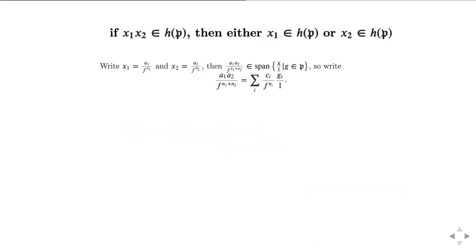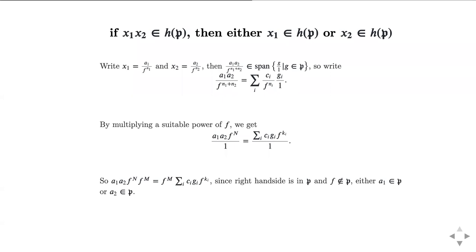Then I think we will just play the same trick again. So if we write x1 as a fraction and x2 also as a fraction, then their multiplication is also a fraction. So we can write this fraction again as a linear combination of things. Then again we just multiply by a very, very big power of fn, and then we can write a1, a2 times some big power of fn is equal to something times big power of fn addition, then divided by one.